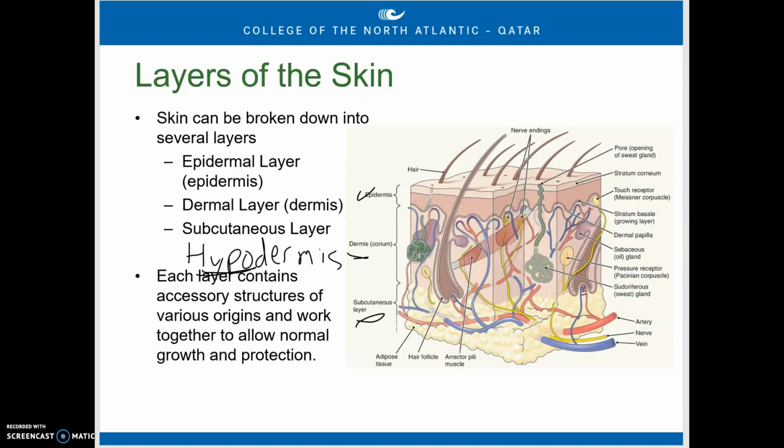Now each one of these layers is going to have accessory structures. They're going to come from various origins, which are different cell types, or embryonic derivatives, but don't worry too much about that. But all of these things will work together for normal growth and to provide a really stable layer of protection.